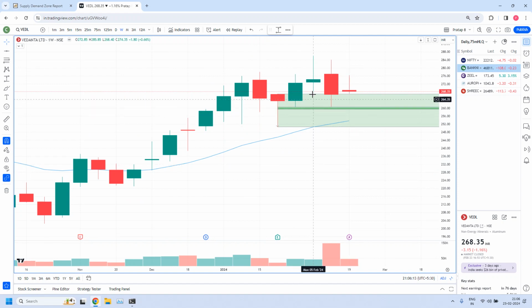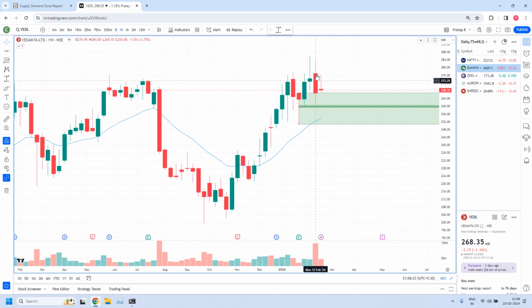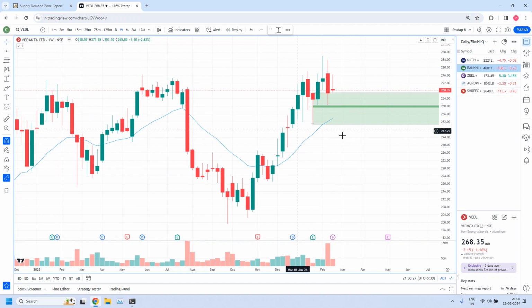Moreover, it is inside the weekly area. And at this point of time, price over-extension is completed here. Earlier prices were here. From there, it came down. And moreover, the trend is an uptrend.